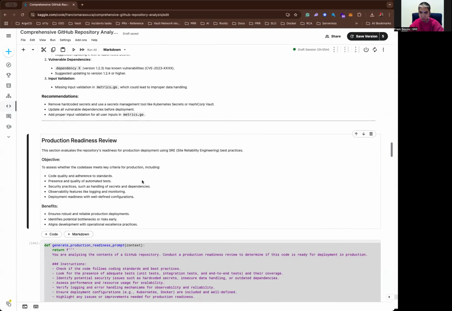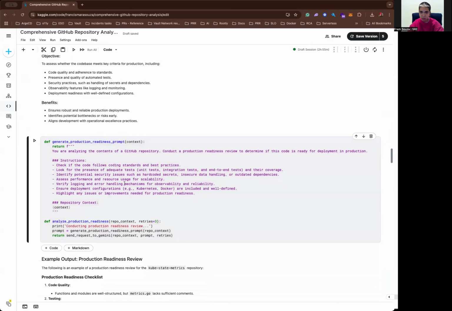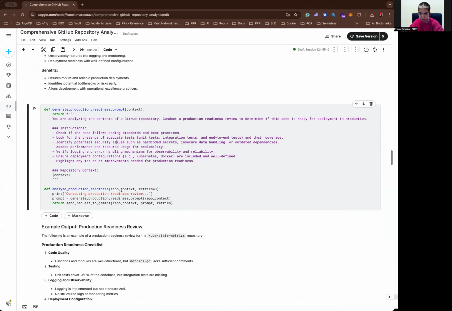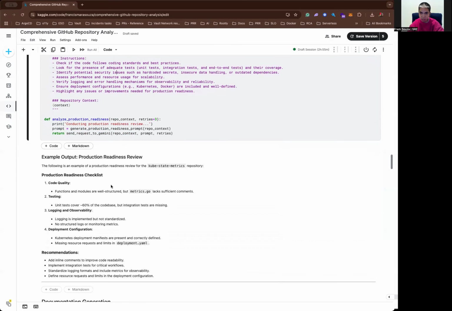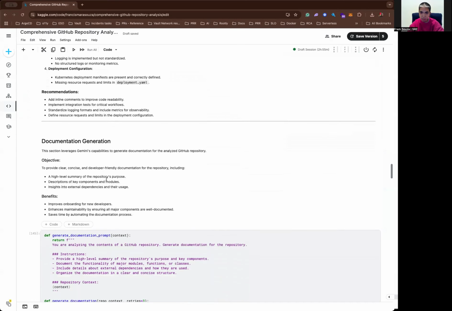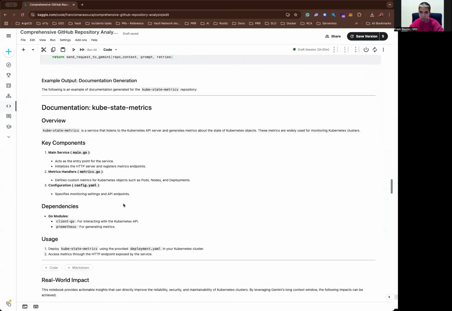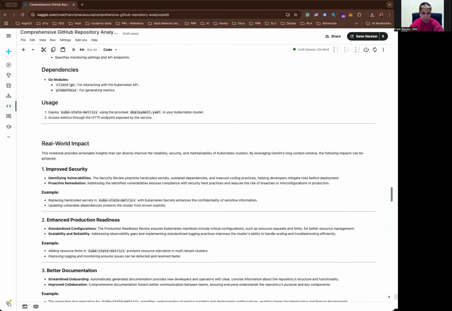Here is one of my favorite features, since I am an SRE. Here is a production readiness review, which has a dedicated prompt as well, which is kind of handy. This looks at testing, logging, and configurations to ensure that the repository is ready to be deployed in production. Here's an output example of this. Here's the same, but for generating documentation, I have a dedicated prompt for that. And here's an output example of how this is going to look.